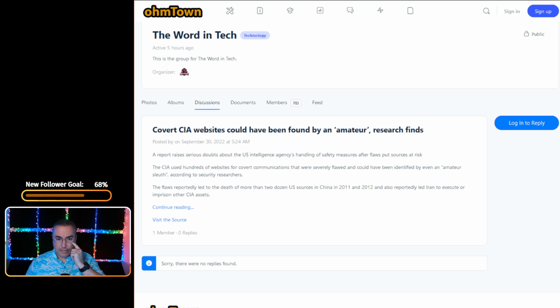But this one was really interesting. This is a covert CIA website that could have been found by an amateur, according to research. A report raises serious doubts about the U.S. intelligence agency's handling of safety measures after flaws put sources at risk. CIA uses hundreds of websites for covert communications that were severely flawed and could have been identified by even an amateur sleuth, according to security researchers. And the flaws reportedly led to the death of more than two U.S. sources in China in 2011 and 2012, and also reportedly led Iran to execute and imprison other CIA assets.